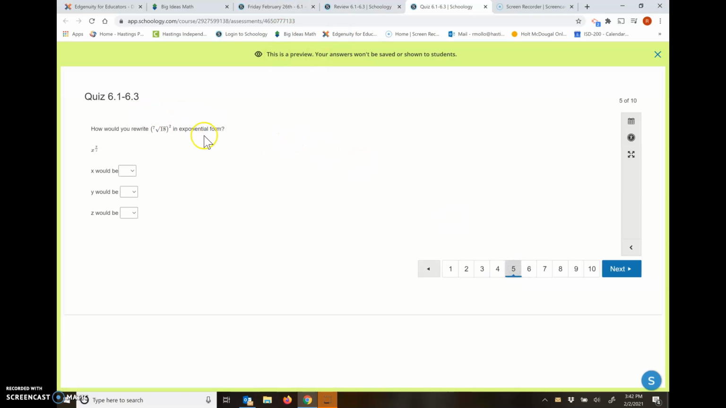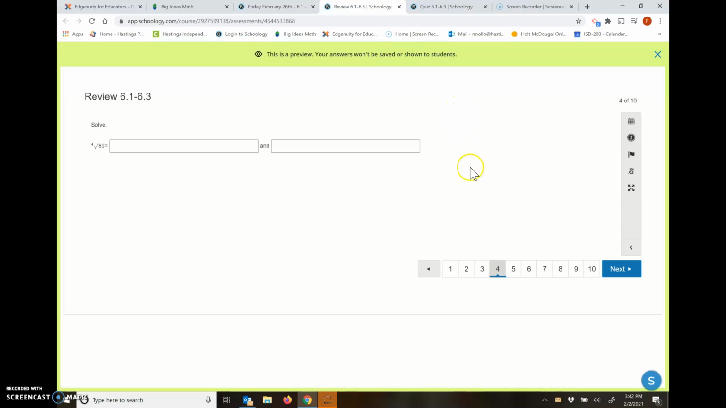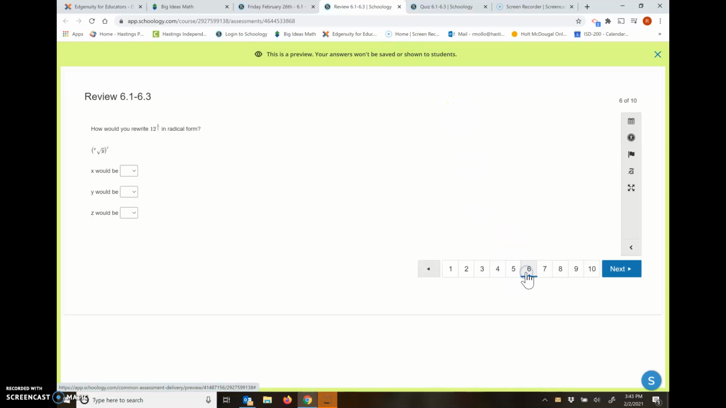Here, you're rewriting in exponential form. So you're going to say what x would be, what y would be, and what z would be. So from those numbers there, what number would be the x, what number would be the y, what number would be the z. And it's the same thing on number 5 on the review. Number 6 is the exact opposite, so here it is in exponential form, and you need to write it in radical form. So 5 and 6 are pretty much opposites. Your answer for number 5 should look like your question in number 6. And then same thing, your question number 6 should look like your answer from number 5 there.